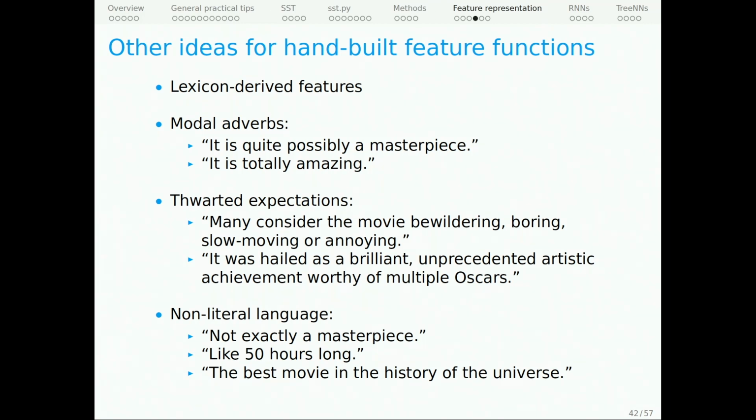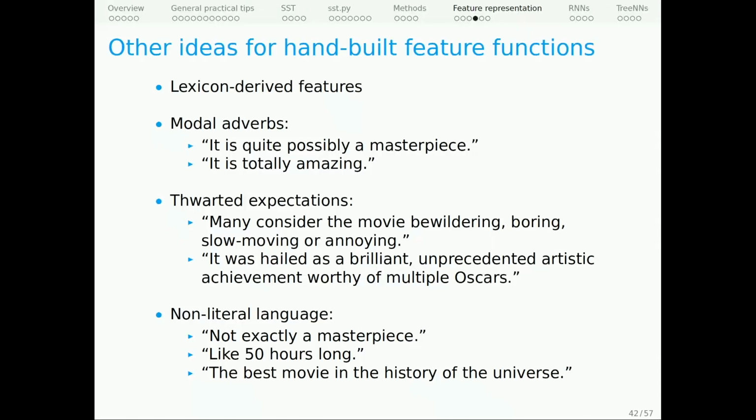"It was hailed as a brilliant, unprecedented artistic achievement worthy of multiple Oscars, but it was terrible," right? That kind of review is one that your model is going to struggle with because of all the indicators of positivity balanced by that one word that was negative. But the imbalance actually might be a signal to your model that somebody is keying into this thwarted expectation thing. So you could just count all these words essentially and look at their ratios.